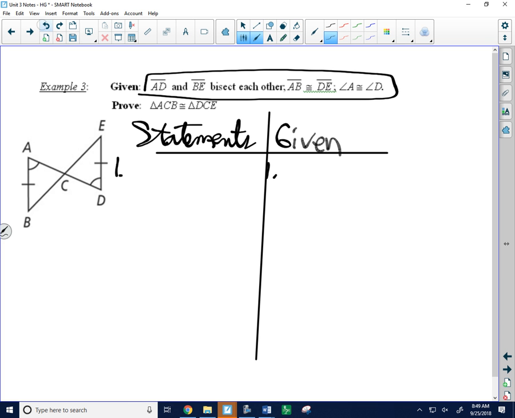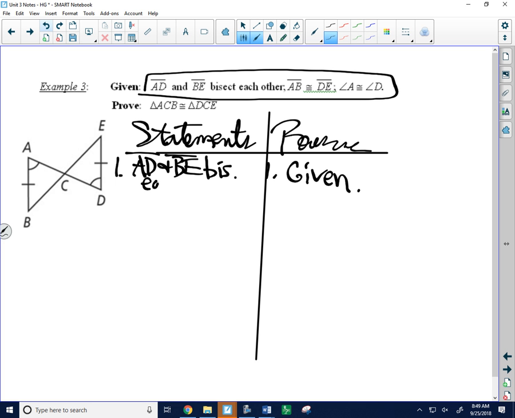Oh, I totally messed that up. Given goes there. Okay. Let me write out all this given and then we'll talk through this. AD and BE bisect each other. AB is congruent to DE and angle A is congruent to angle D.